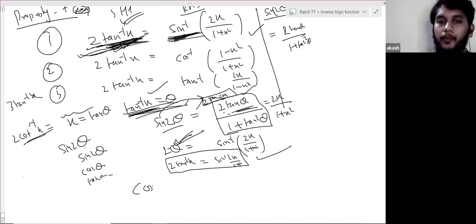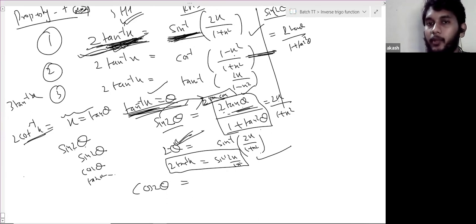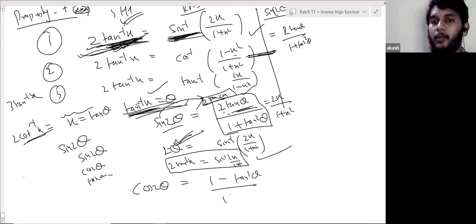For cos 2 theta, you can remember the formula by this also. Wherever you have x, just put tan theta. So 1 minus tan square theta upon 1 plus tan square theta.